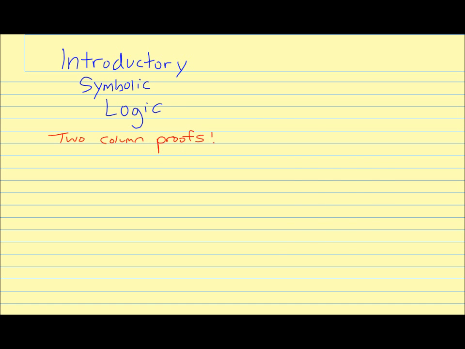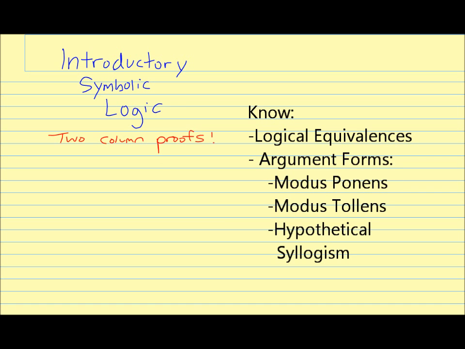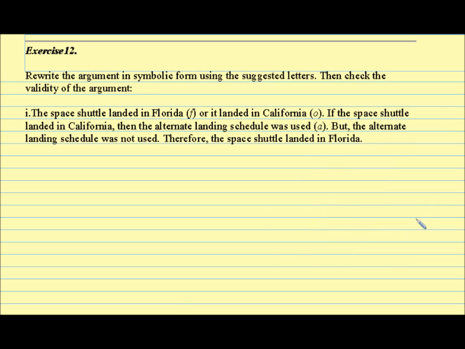To be successful in this lesson, you have to have a little bit of background of intro logic. So you need to be familiar with terms like conjunction, disjunction, truth table. You need to know your argument forms like modus ponens, modus tollens, hypothetical syllogism, and you need to know a few basic equivalences such as De Morgan's law, disjunction to conditional, negating a disjunction, and so on. So let's get right into the examples.